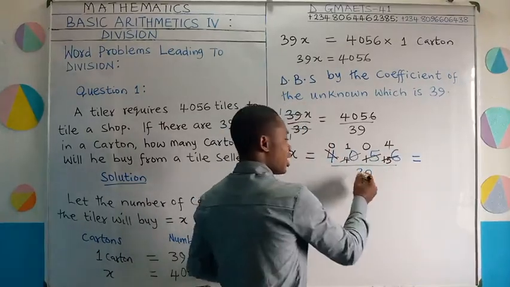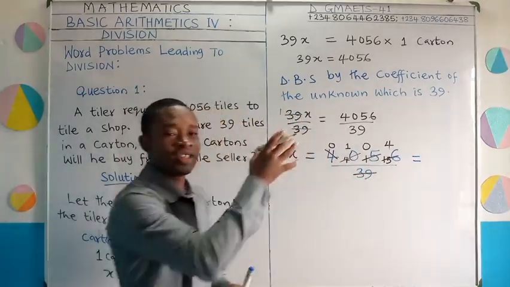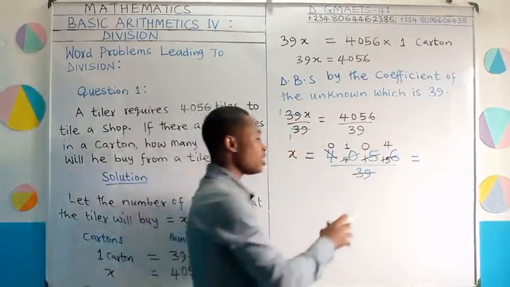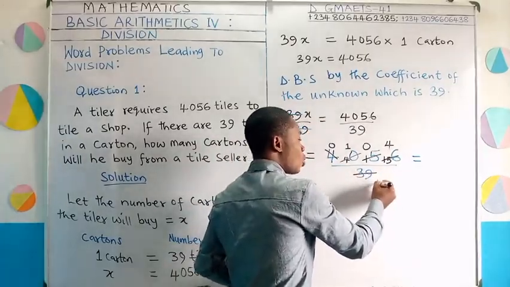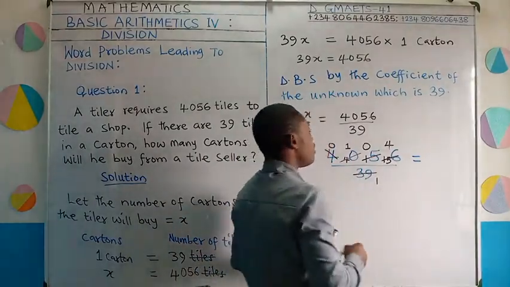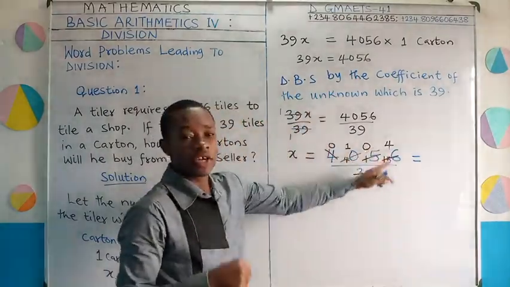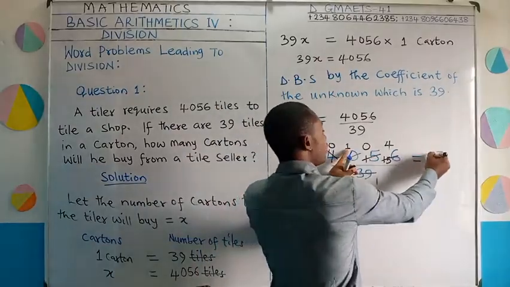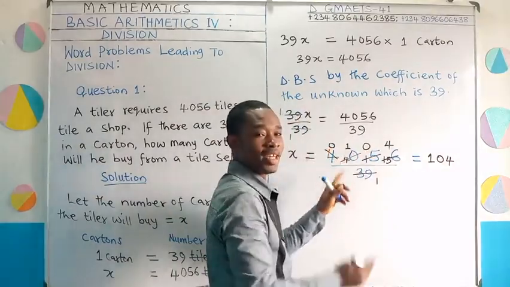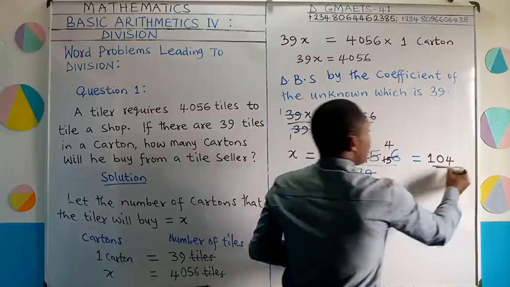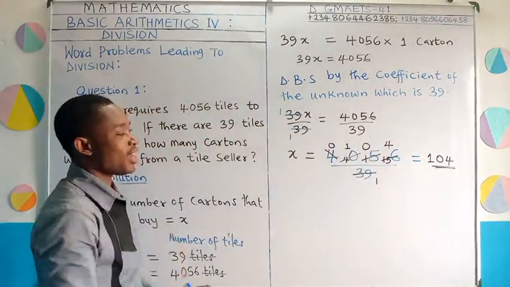You know, when that is the case, if the denominator divides the numerator completely without remainder, you will divide the denominator by itself. So 39 divided by 39 is 1. So my answer here, 0104, is the same as 104. You know, this first 0 does not mean anything, just forget it. And that's the number of cartons that the tiler needs.